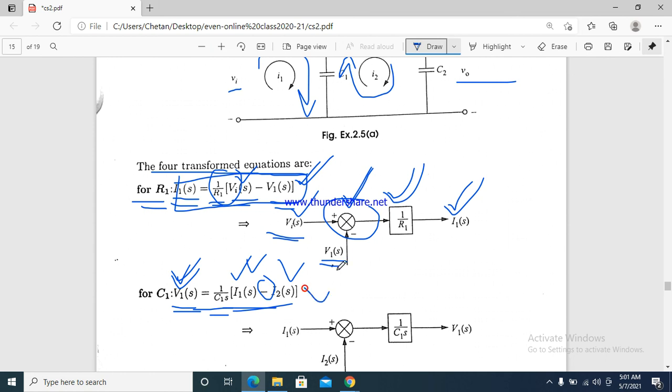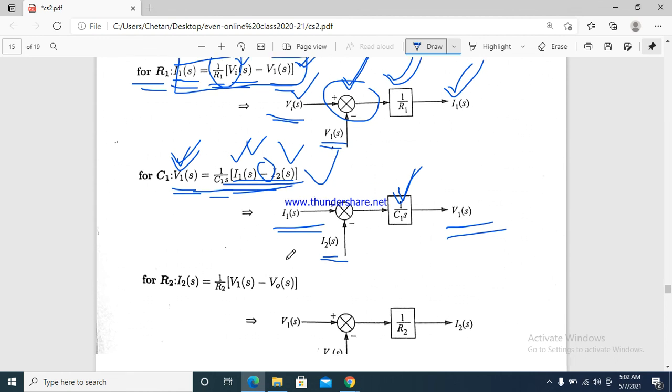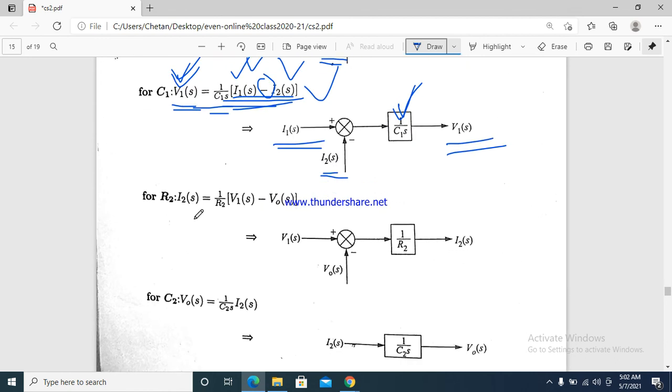Now draw this expression as a block diagram. I1 of S minus I2 of S is multiplied by 1 by C1 of S, and you get your output V1 of S. The final expression is V1 of S equals 1 by C1 of S times I1 of S minus I2 of S. Next, you will get the expression for I2 of S.